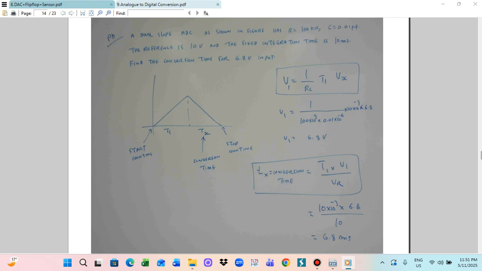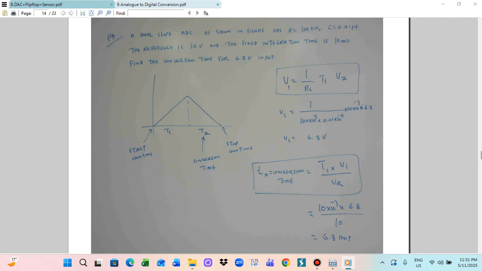So V1 is 1 divided by the resistance, 100 into 10 power 3, times the capacitance, 0.01 into 10 power minus 6, times T1, which is 10 milliseconds, 10 into 10 power minus 3, times the input voltage of 6.8 volt. By substituting and solving, you get V1 as 6.8 volt.